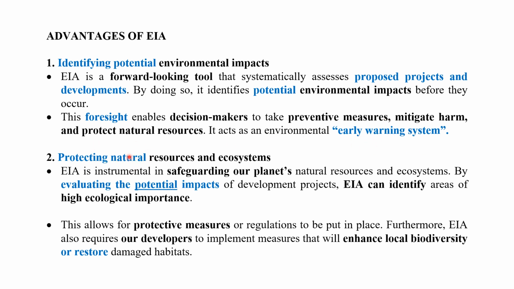Next is protecting natural resources and ecosystems. EIA is instrumental in safeguarding our planet, natural resources and ecosystems. By evaluating the potential impacts of development projects, EIA can identify areas of high ecological importance, which we can also identify by carrying out the EIA. This allows for protective measures or regulation to be put in place. Furthermore, EIA also requires developers to implement measures that will enhance local biodiversity or restore damaged habitats. So protective measures can be put in place with the help of EIA.